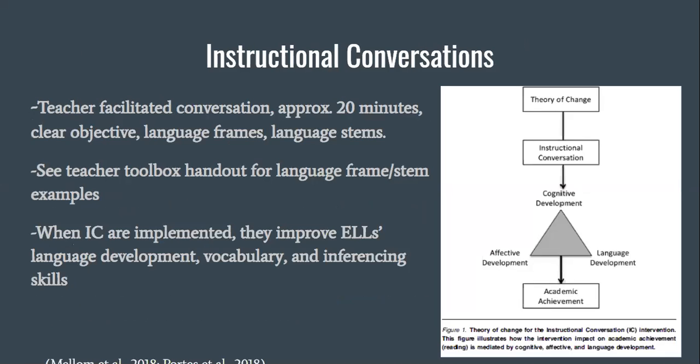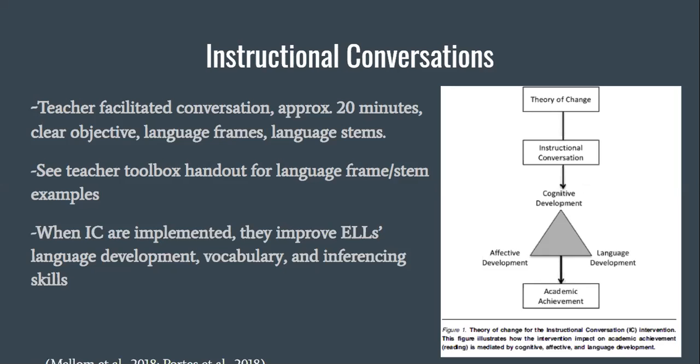So now we've reviewed the 4 pillars of CRT. But in addition to those frameworks, there are some additional strategies to utilize. And one of these strategies is instructional conversations. So one way to continue to engage our ELs is by implementing instructional conversations. And these are teacher-facilitated conversations that last approximately 20 minutes. So they have a clear objective, and they require the teacher to provide language frames and stems for ELs to participate. So everybody participates, and students take turns regulating the speaking turns, and the teacher does not lead the conversation.